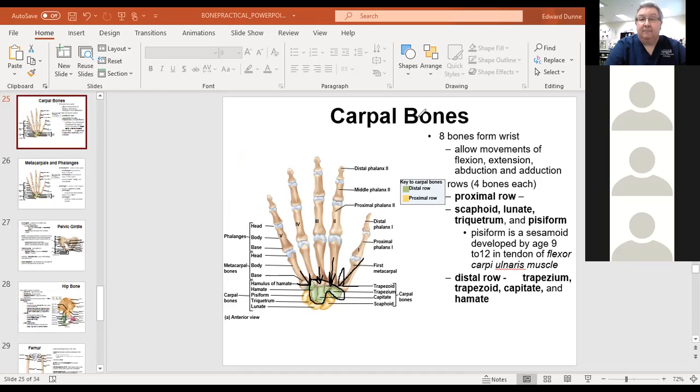The way you have them written is always in order from thumb to pinky? Thumb to pinky. Yes, sir. Okay. And it's the easiest way to remember it. Just know it from thumb to pinky. All righty. All right. So those are the carpals.